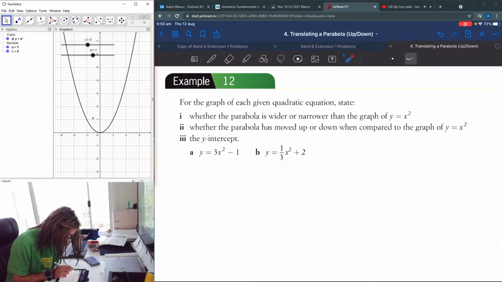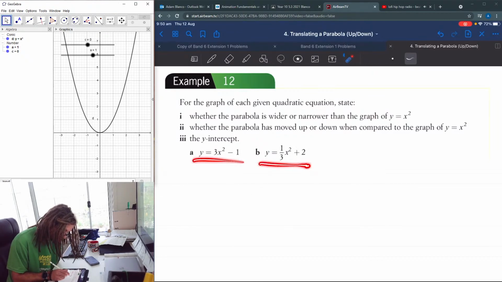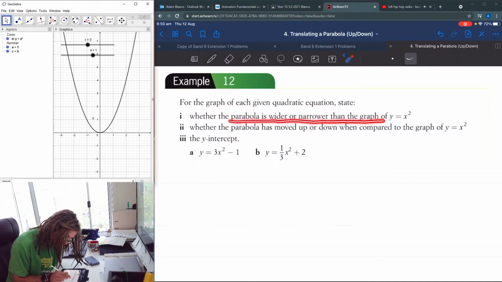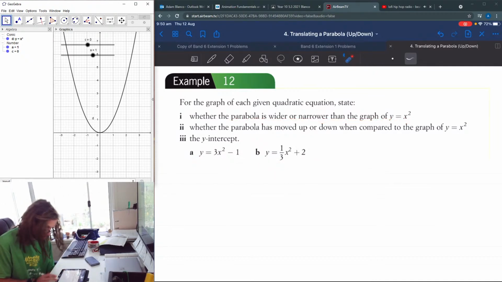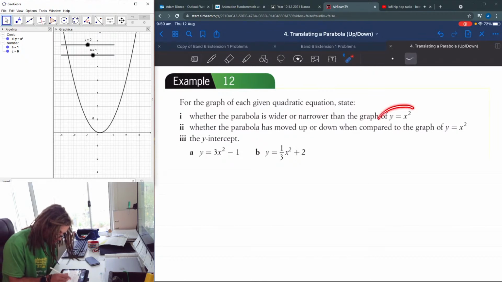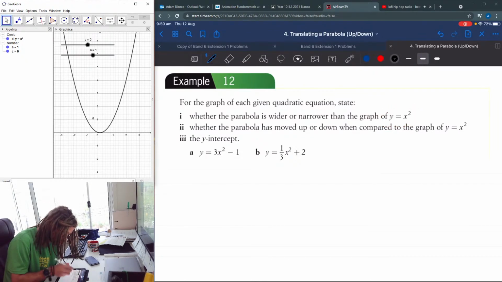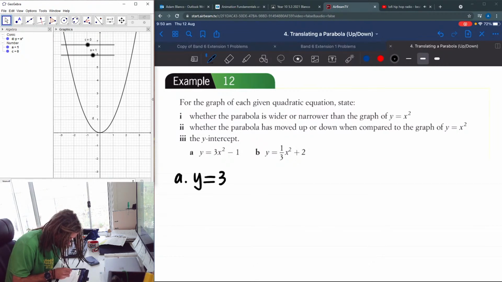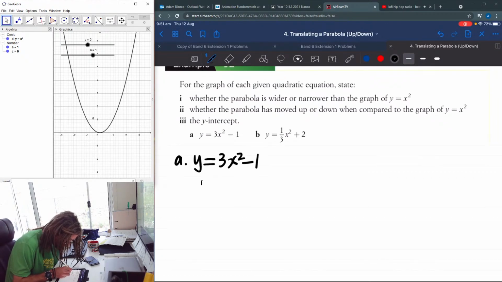So for the graph of the given quadratic equations, so that's each of these, state whether the parabola is wider or narrower than the graph of y equals x squared. So remember, y equals x squared is just the original. So if I just look at A, so y equals x squared minus 1. Now it's going to be, so for this, this value here tells me it's going to be skinnier. So it's going to be narrower, is the word they use, so narrower.